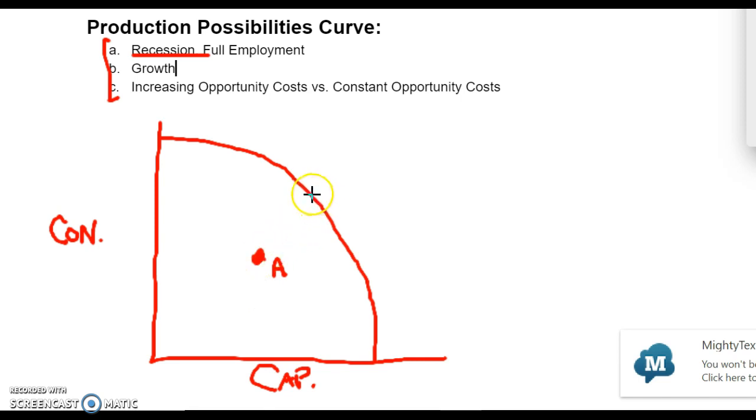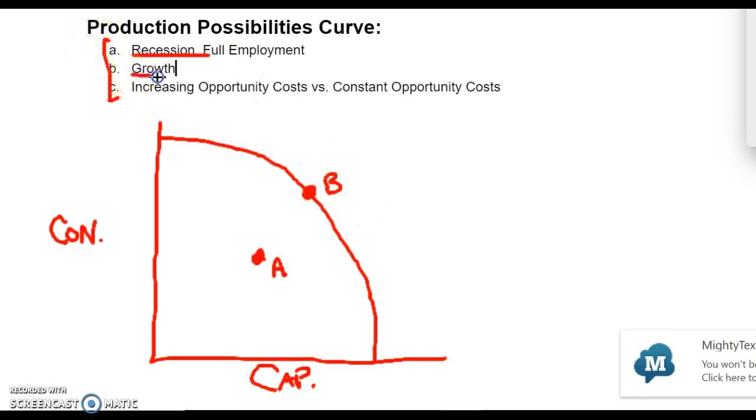Now they might ask you to show production where we are efficient or where we're fully employed. Both of those would be this point B right here on the curve. It can be a point anywhere on the curve to show full employment. And this shows that every single one of my resources is being effectively used, and we are at triple intersection. AD, AS, and LRAS are all where we want them to be. Okay, so that's point B.